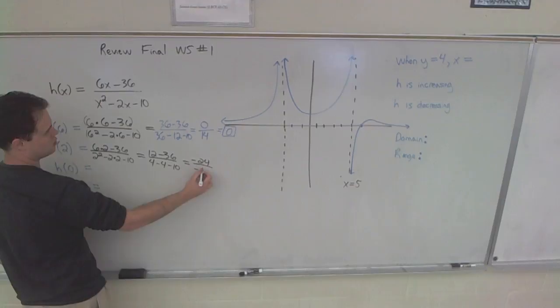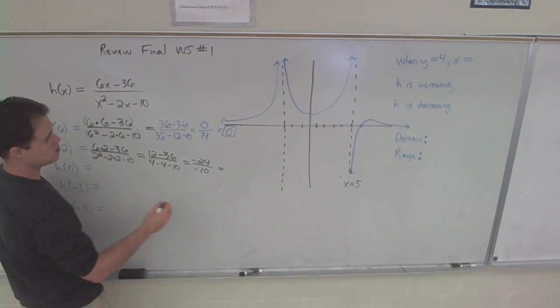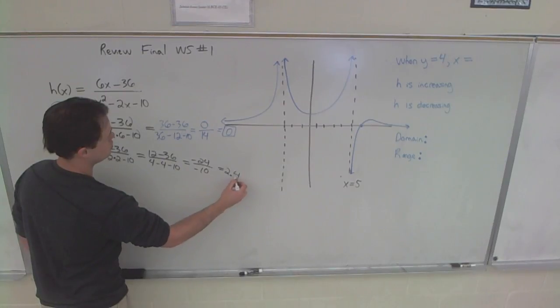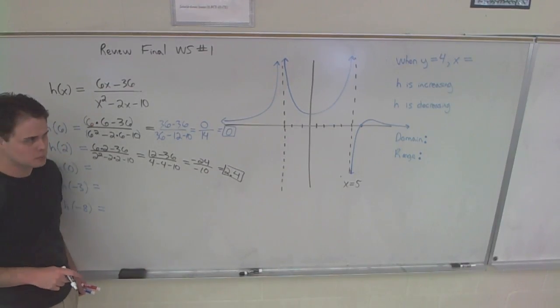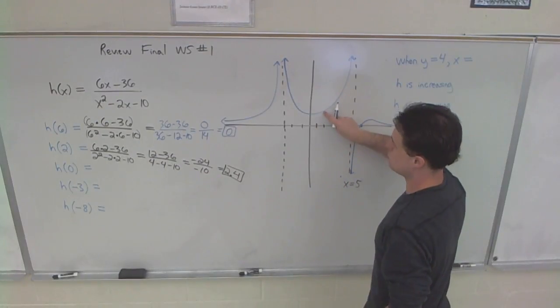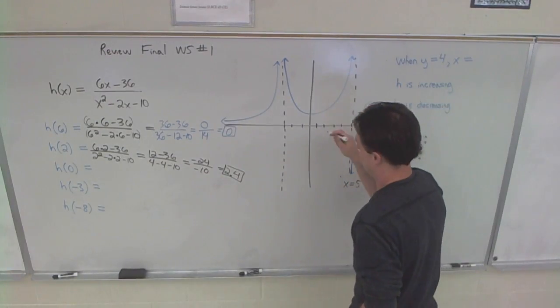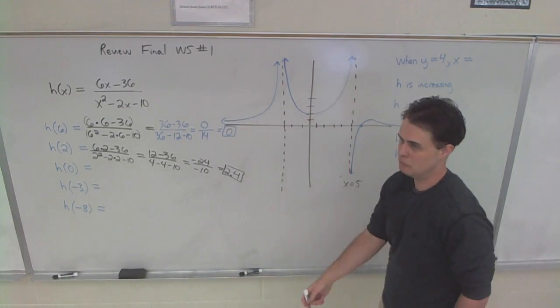4 minus 4 is nothing. Negative over negative is positive. I think that's going to come out as 2.4. So let's see if that matches my graph, kind of. If you put 2 in, do you get 2.4 out? 2 in, could that y value be 2.4? Yep. Yeah, I think so. 1, 2, 3, 4. So that looks good enough.